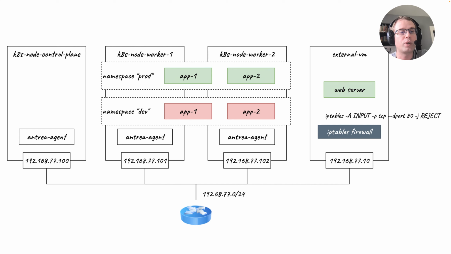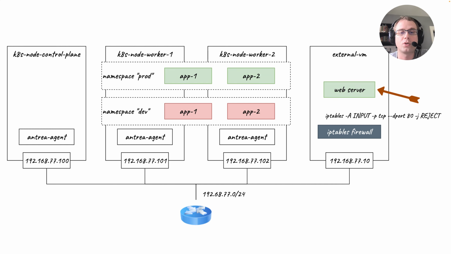Let's assume that we have a deployment like this one. We have one network connecting 4 different virtual machines. 3 of these VMs constitute a Kubernetes cluster, with 1 control plane node and 2 worker nodes. The 4th VM is external to the cluster and is running some service. In this case, the service is a simple web server, but in practice it could be anything.